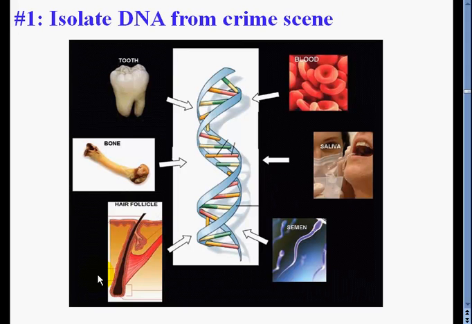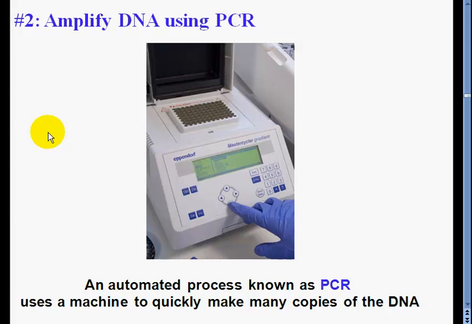So in terms of isolating DNA from the crime scene, there's lots of sources where a police officer could gather DNA evidence. Bones, blood, various body fluids all can provide DNA evidence. Now, sometimes there isn't very much DNA evidence. So the next thing a scientist would do is amplify the DNA. And this is done using a machine known as PCR, which is short for polymerase chain reaction. It's an automated technique that makes many copies of the DNA very quickly.